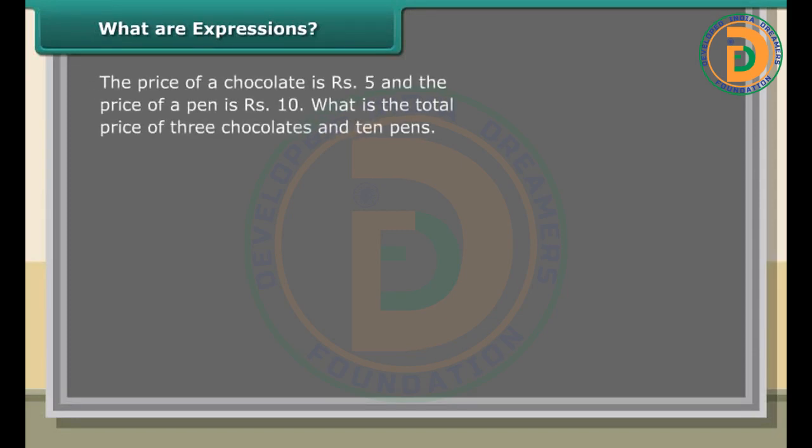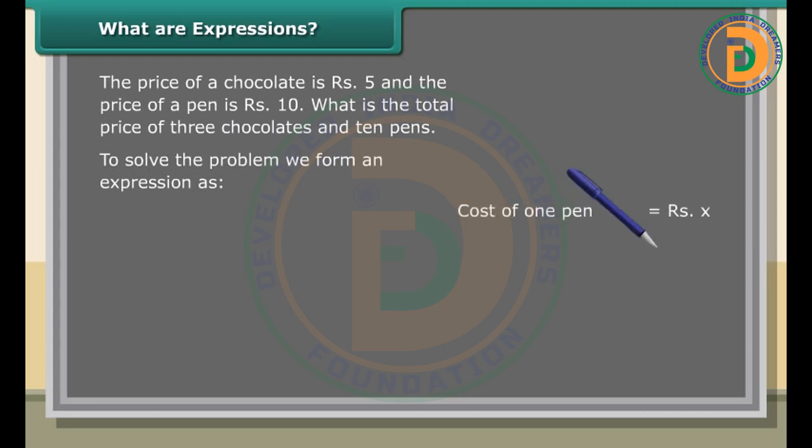The price of a chocolate is ₹5 and the price of a pen is ₹10. What is the total price of 3 chocolates and 10 pens? To solve this problem, we form an expression. Cost of 1 pen is equal to ₹X. Cost of 1 chocolate is equal to ₹Y. Cost of 3 chocolates is equal to ₹3Y. Cost of 10 pens is equal to ₹10X.